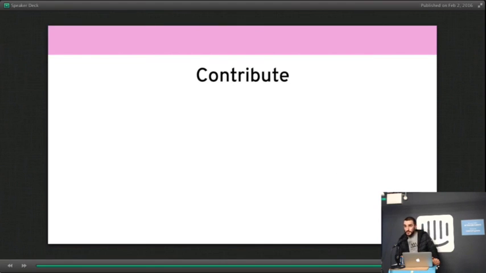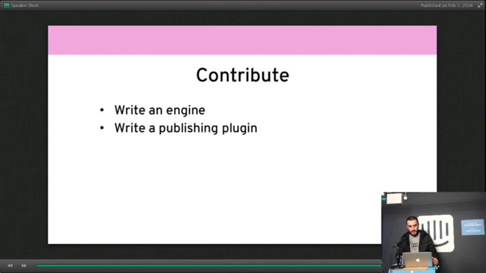There are loads of ways to contribute if you're interested. You can write an engine. They're pretty easy to write. The HTTP engine is around 200 lines of code. Engines for Socket.io or XMPP or MQTT, whatever. You can write a publishing plugin. So Artillery can already publish stats in real time to StatsD. Again, a plugin would be pretty easy to write.